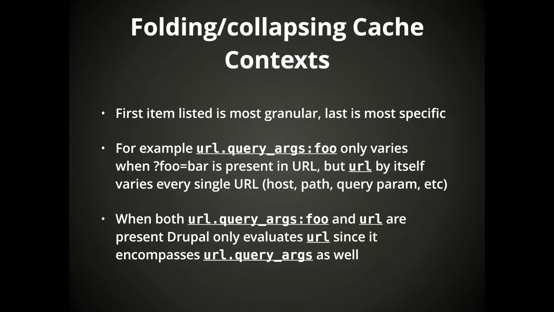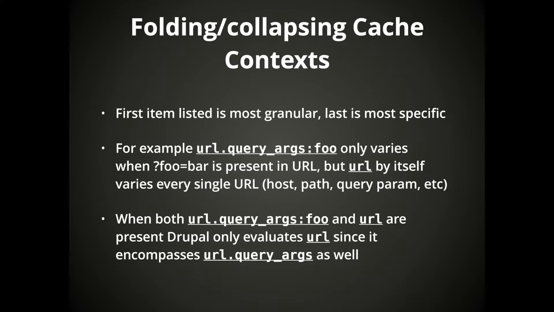But if the path is different, if you're at like slash node 1 or slash node 2, that doesn't matter. It's only looking at that foo parameter. But if you use just URL by itself, like URL node 1 slash foo, the foo parameter is a different cache than like node 2 with the same thing.